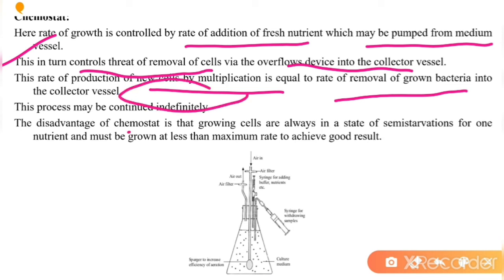The disadvantage of the chemostat is that growing cells are always in a state of semi-starvation for one nutrient and must be grown at less than the maximum rate to achieve a good result. So this is all about the chemostat. Here we can see the figure where all conditions are maintained very well.